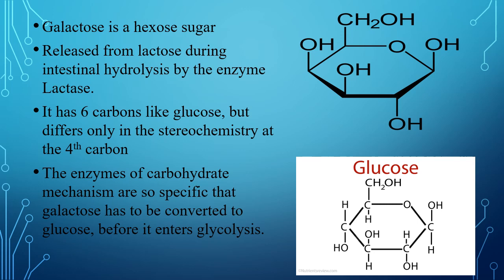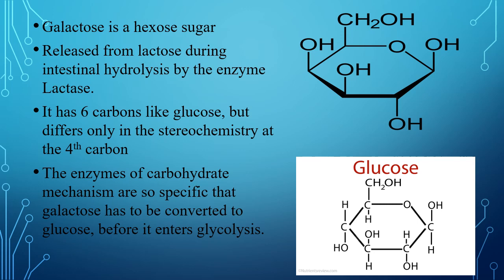galactosemia. Before going into galactosemia proper, we'll just see what galactose is, how it is metabolized, and what the significance of this is. Galactose, we all know, is a hexose sugar, and this is released from lactose. Lactose is a disaccharide made up of glucose and galactose. Galactose is released during the intestinal hydrolysis of lactose by the enzyme lactase.